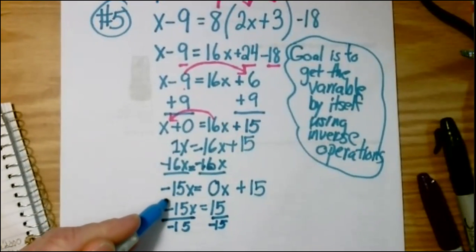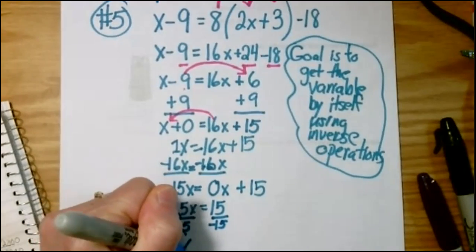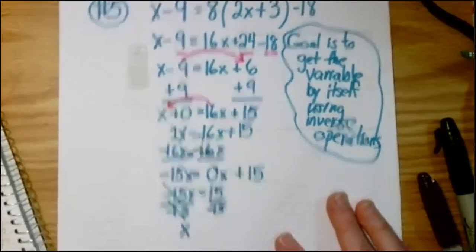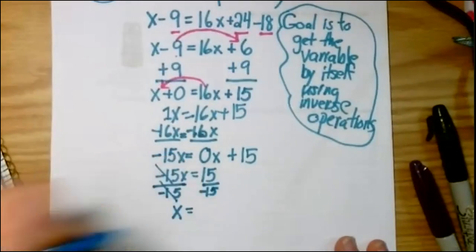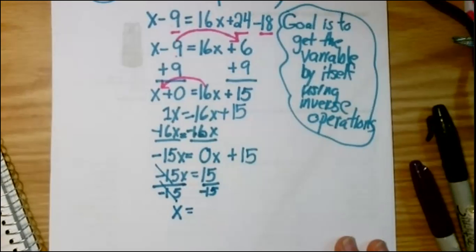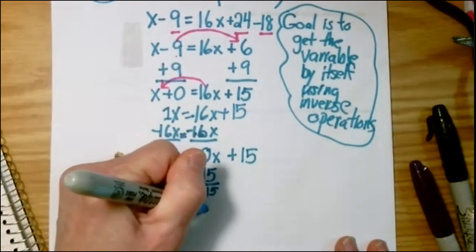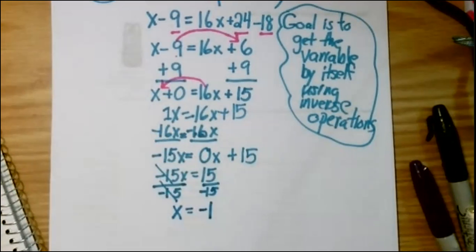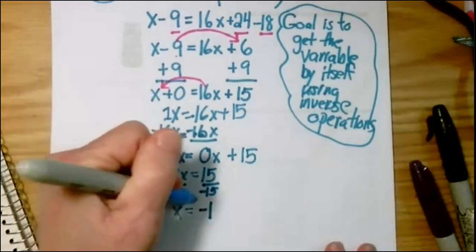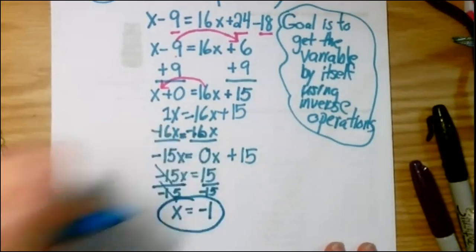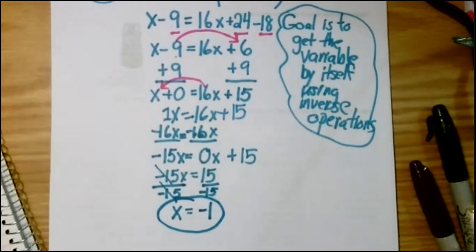So if I do that, these will cross off and I'll be left with just x, or 1x, equals 15 divided by negative 15 is negative 1. A positive divided by a negative will give you a negative answer. So the answer to number 5 on page 212 is negative 1.